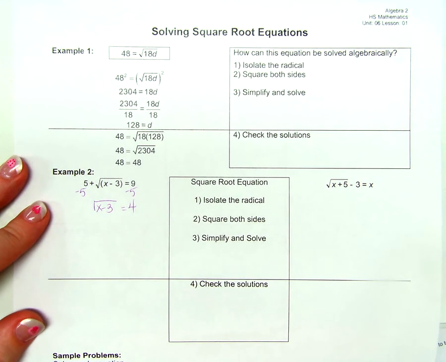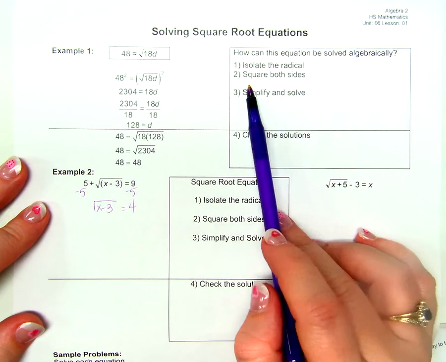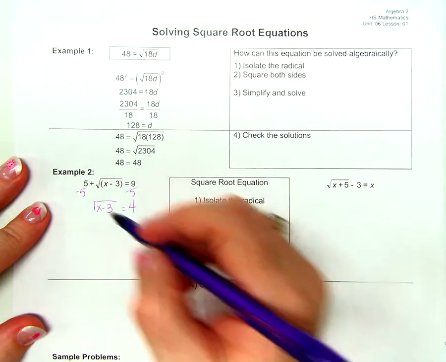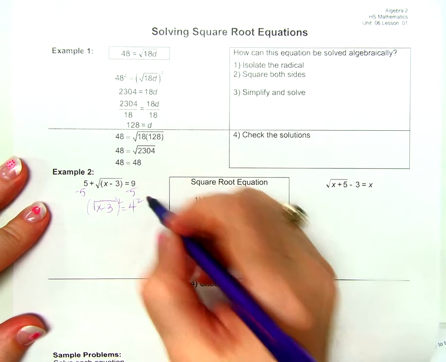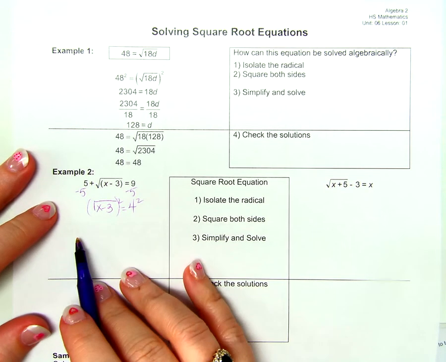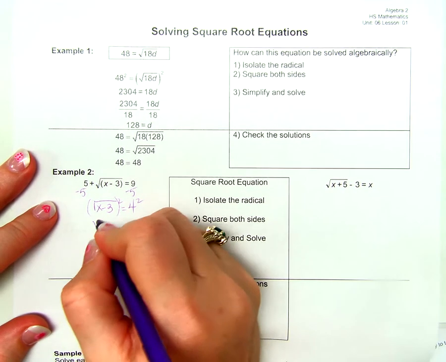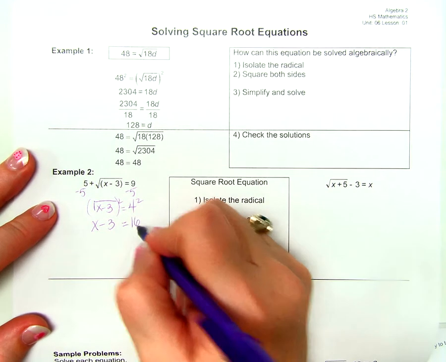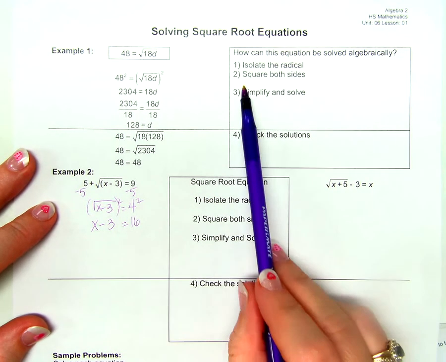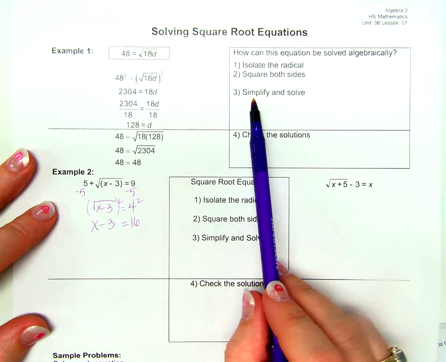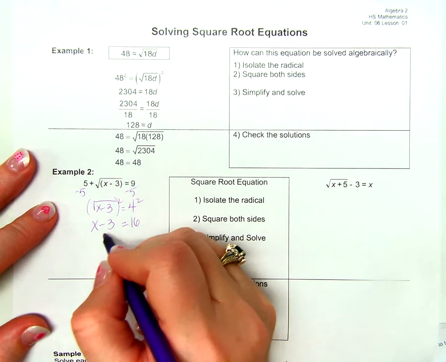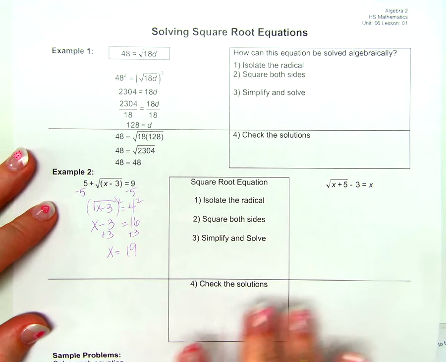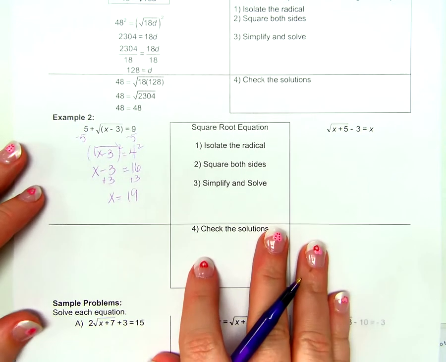Now what? Is the radical isolated? Yes. So now square both sides. What do I end up with on the left-hand side of the equal sign? X minus 3. What do I end up with on the right side? 16. Did I square both sides? Now, simplify and solve. So, add 3 to both sides. X equals 19. Is that the right answer? Prove it.